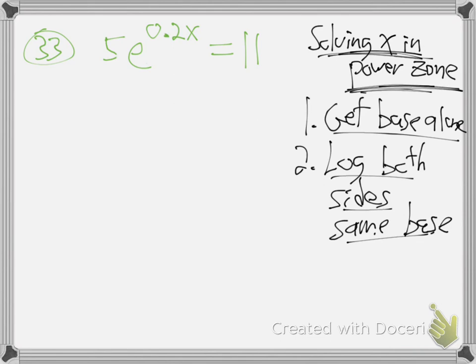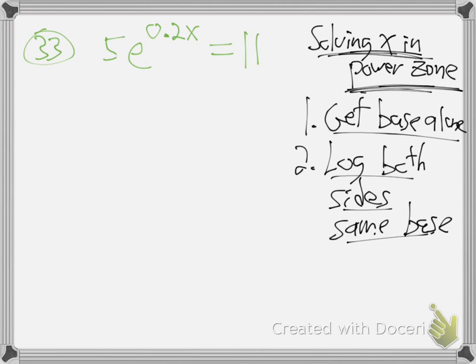And there won't be logs anywhere in the problem, so it won't naturally occur to you. You'll just see x's in the power zone at the end of some financial problem or biology problem, and then you have to remember, how do I get that x out of power? Logs. So you want to remember this game plan. When x is in power, first get the base alone, then do the log thing on both sides.